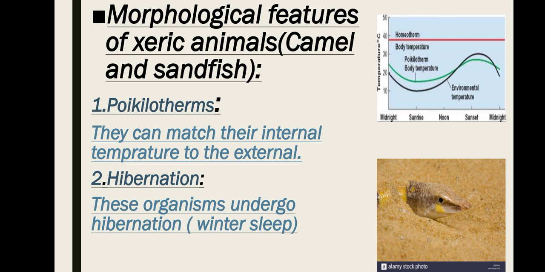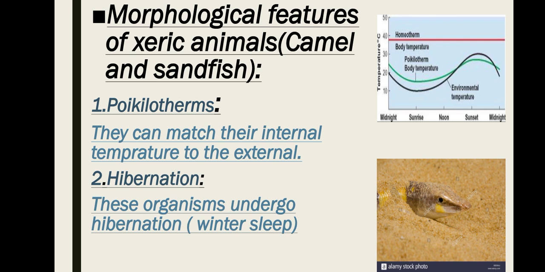Now we will study morphological features of these xeric animals, particularly of camel and sandfish. The first feature is that they are poikilotherms. Another synonym for poikilotherms is cold-blooded, which means these animals are cold-blooded. That is, they can regulate their internal body temperature according to the outer temperature of the atmosphere, or they can match their internal temperature to the external.